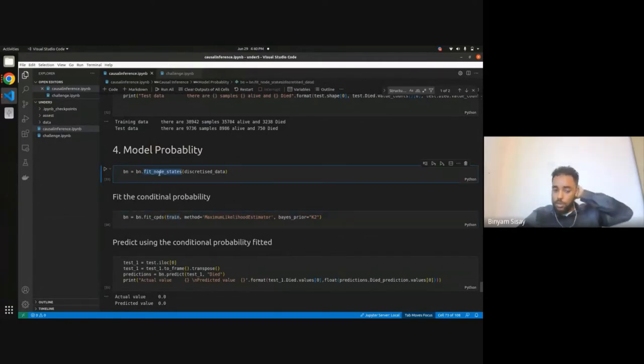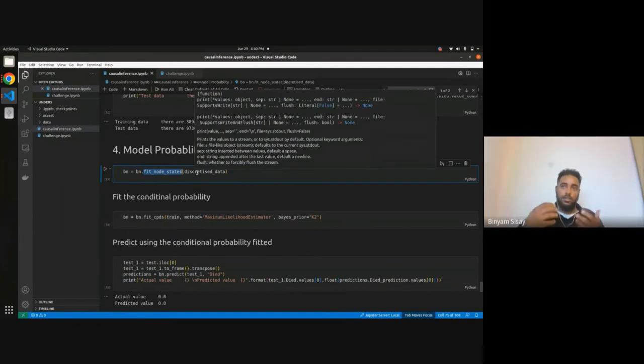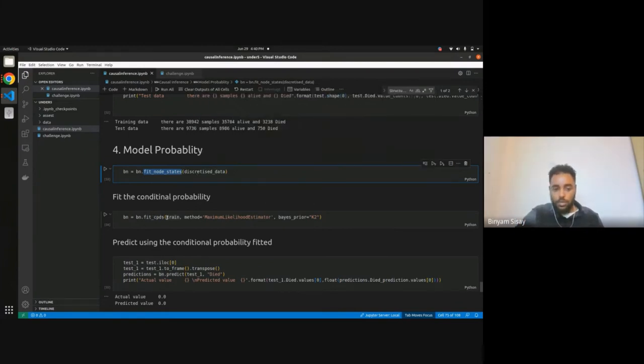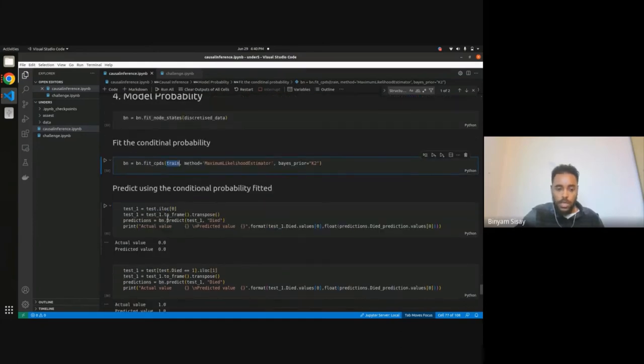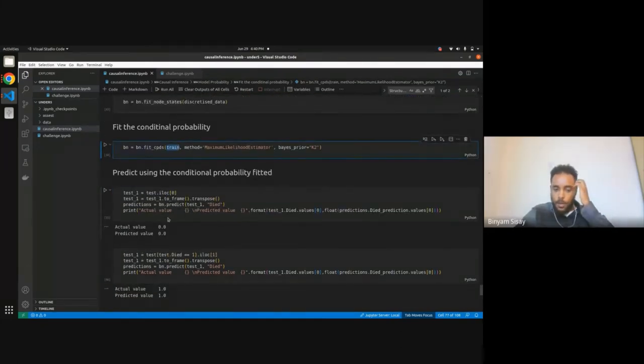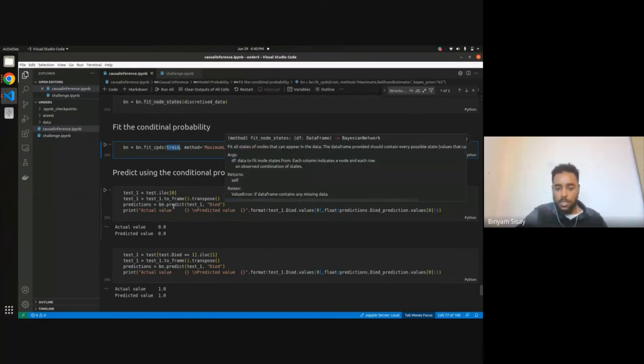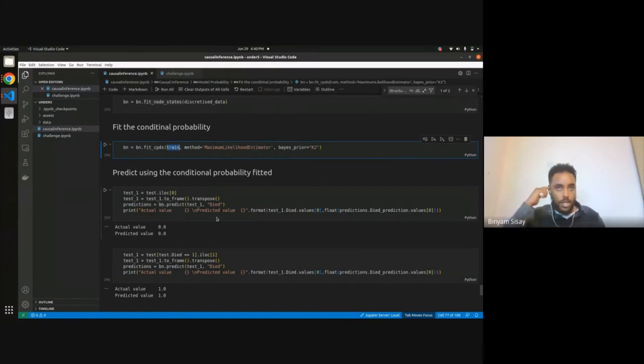Now this fit_node_states API used the entire data. This is to provide the Bayesian network with the entire possible values of each column. But for the training, of course, we'll be providing it with train data, and using that train data, we'll have the Bayesian network fitted. Then using the Bayesian network, we can predict the likelihood of a child being dead or alive based on the history of the mother.